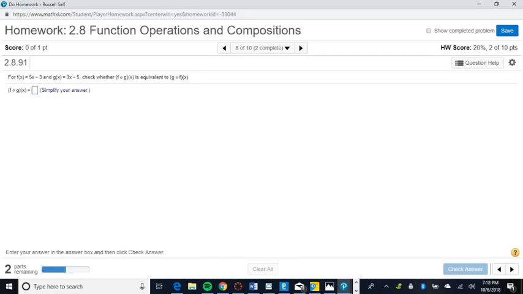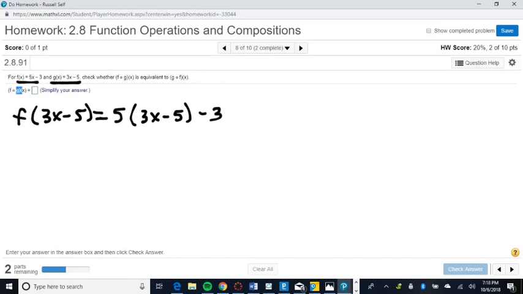So notice they want f of g of x. That means we want f of the entire g of x function, which is 3x minus 5. So we're just going to plug that into our f of x function. So 5 times, and in place of the x, we'll put 3x minus 5, minus 3. And then it's simply a matter of distributing the 5. It gives us 15x minus 25 minus 3. Then combining these two like terms gives us 15x minus 28. So that gives us our f of g of x.